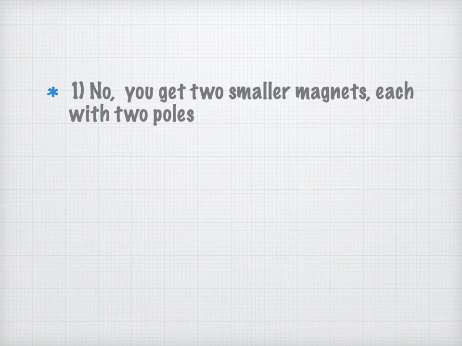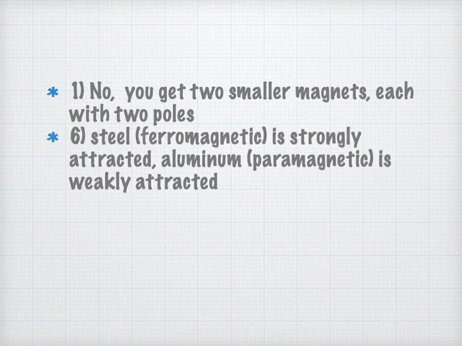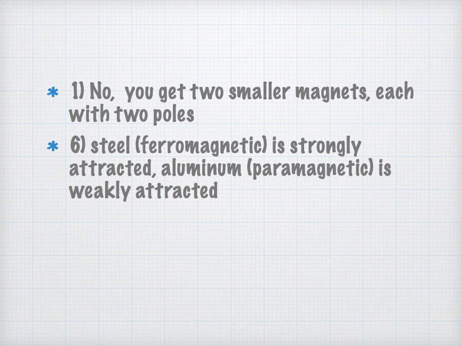Number 6. How can you distinguish ferromagnetic steel from paramagnetic aluminum? And the answer is fairly straightforward. Steel, which is ferromagnetic, is strongly attracted to a magnet, whereas aluminum, which is paramagnetic, is very weakly attracted. The words ferromagnetic and paramagnetic both specifically mean something. Ferromagnetic means that it's naturally magnetic like iron. Paramagnetic means that it has some magnetism but not much, which is kind of related to number 7.